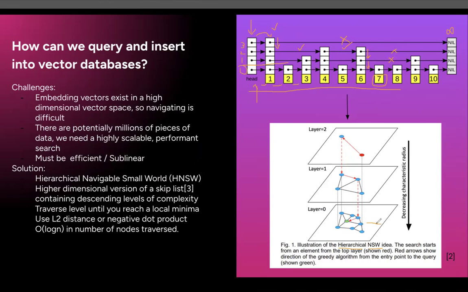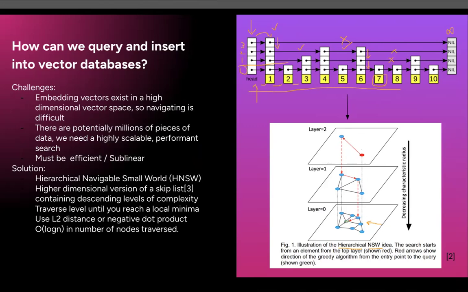And the bottom layer is the most dense representation of this navigable small world, where every single data point is represented. So a singular data point here would be an embedding vector in the database, the vector database. So at the bottom layer, every single vector has a node. But as you go higher up in the layers, you have less and less of these nodes. So not every point is represented here.